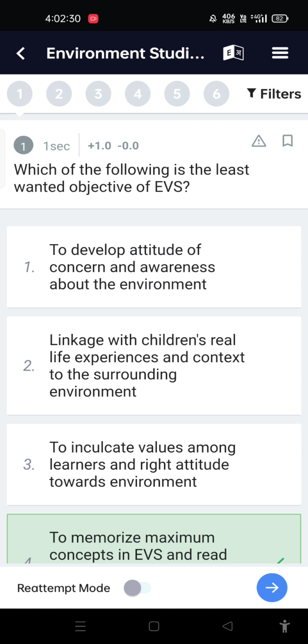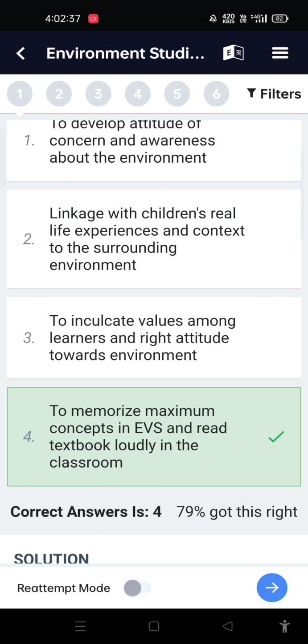EVS MCQs, content and pedagogy. Which of the following is the least wanted objective of EVS? To memorize maximum concepts in EVS and read the textbook loudly in the classroom.